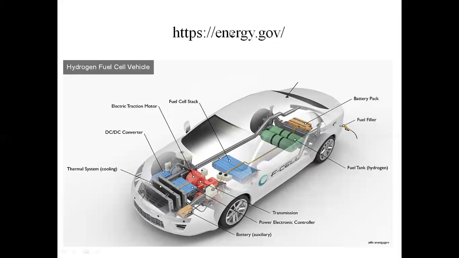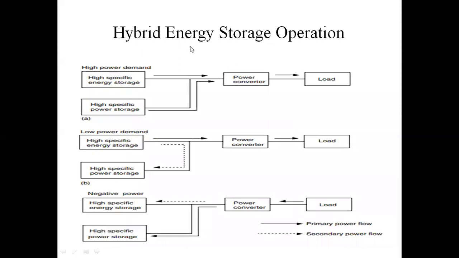Okay, this is the reference website. Next, this is the hybrid energy storage system. In the slide there are three diagrams: A, B, and C. The first has a high specific energy source and a high specific power storage, two sources. When there is high power demand, source one and source two supply the load.